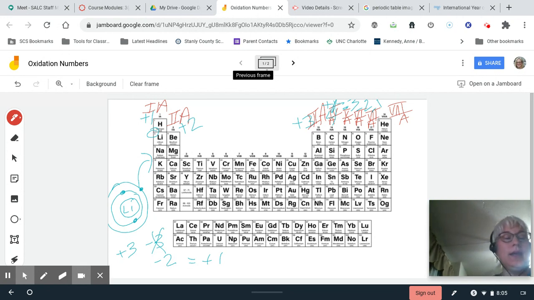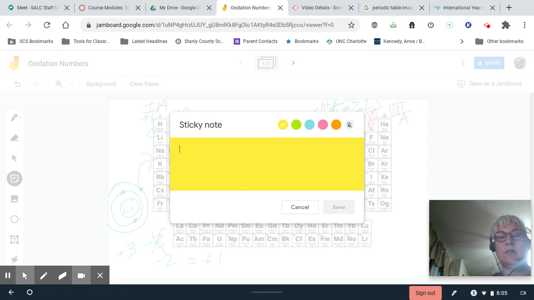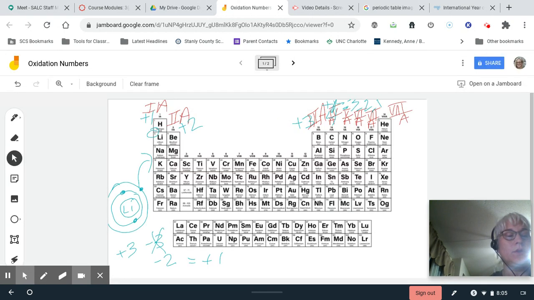Now, again, let me see if I can clear. Nope, that's a sticky note. I was going to try to clear everything, but okay.